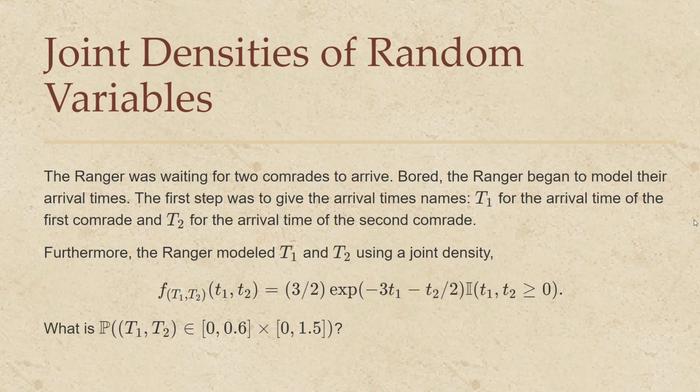The density of T1 and T2 at little t1 and t2 would be 3/2 times the exponential function at -3t1 minus t2 over 2, all times the indicator that t1 and t2 were greater than or equal to 0. What was the probability that T1 and T2 fell into the Cartesian product [0, 0.6] times [0, 1.5]? Another way of saying that is, what's the probability that both T1 was between 0 and 0.6 inclusive and T2 was between 0 and 1.5 inclusive?